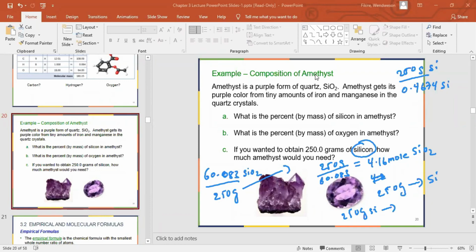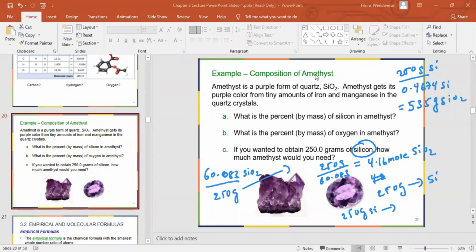Okay. So if we have 535 grams of amethyst, 46.74% of that. Where does the 535 come from? When you divide 250 by 0.4674. Right, exactly. So what do you get? 535. 535 of what? That is grams of amethyst. Grams of amethyst, that's grams of SiO2.